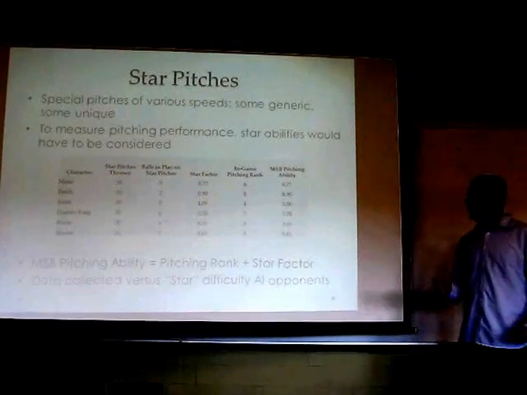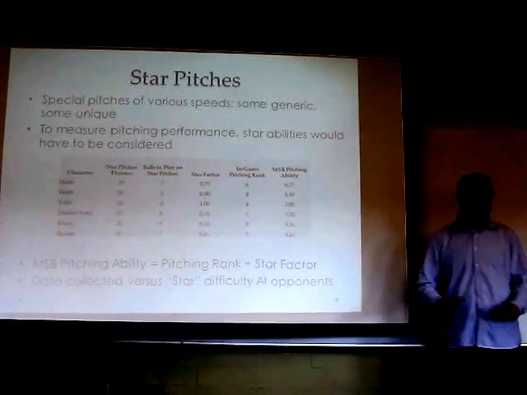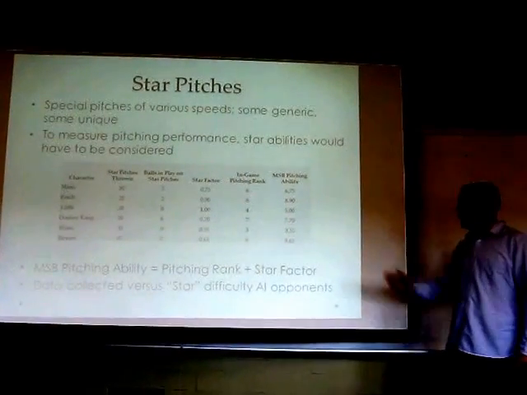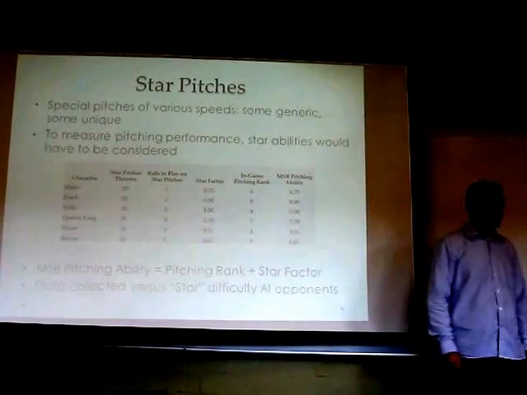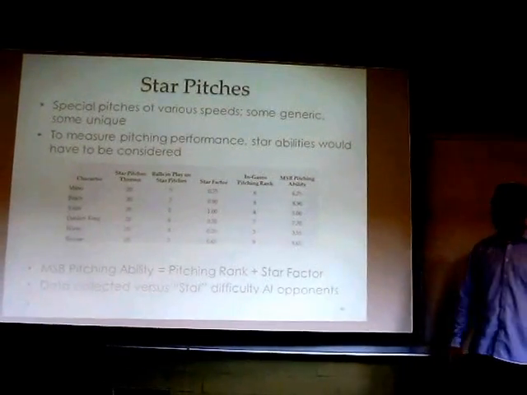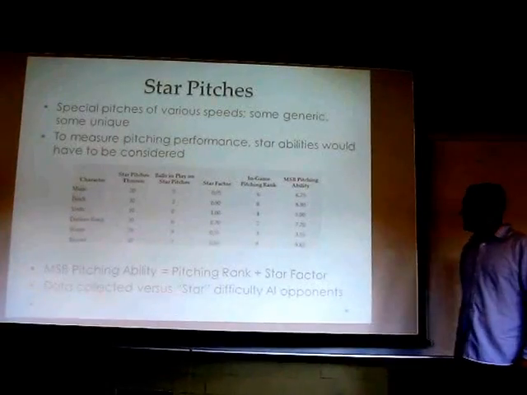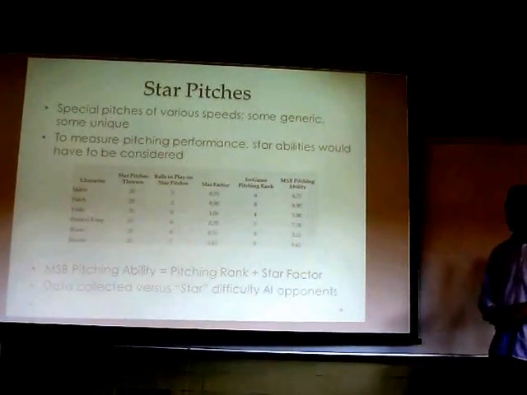So it might have been something taken by the game designers to give a really good star pitch to someone who's not so good of a pitcher normally. But Wario, on the other hand, gets the short end of the stick, as his star pitch is not very good, and he's just not a very good pitcher either. So factoring this in might be a more accurate measure of star abilities in Mario Superstar Baseball, for whatever that's worth.